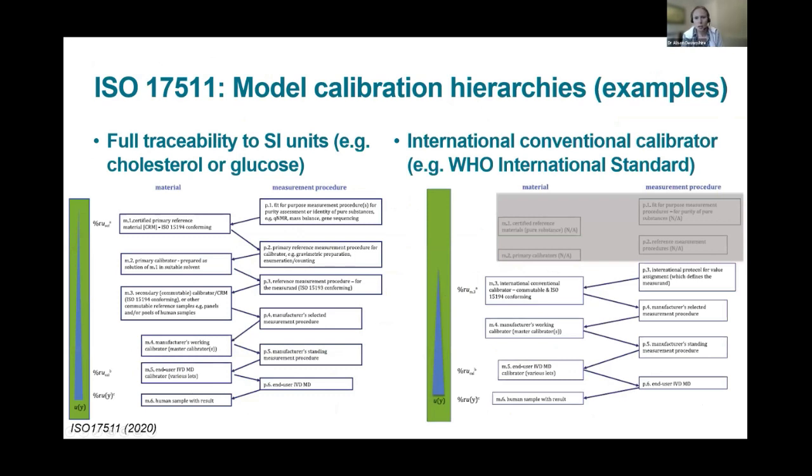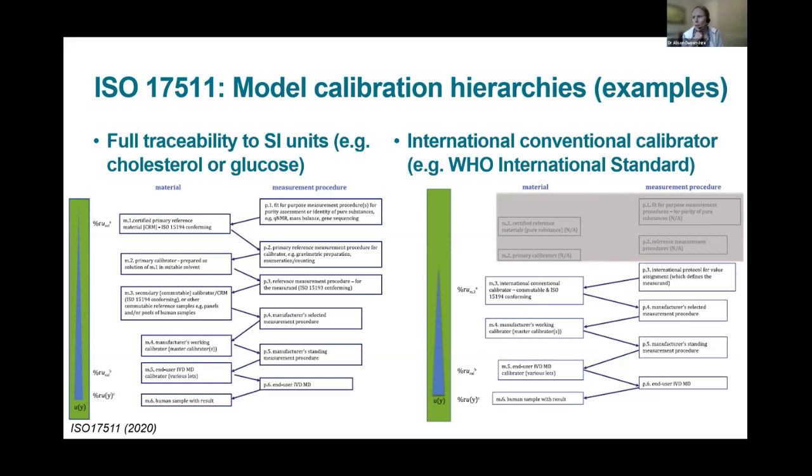And this includes a number of example model calibration hierarchies. These are just a couple of examples here. So the first example deals with systems where there's full traceability to some of the core SI units, and the SI units which are used most commonly in clinical chemistry are mole and grams. So some of the less complex molecules such as cholesterol and glucose are standardized through a full calibration chain, which is traceable back to SI units.